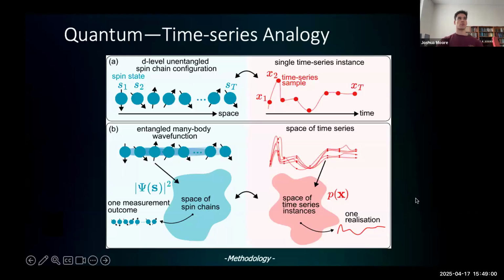This was taken from the preprint. This is a high-level summary of the analogy between time series analysis and quantum many-body physics. Once again, we have the spin chain. For our many different possible configurations, we can have an entangled many-body wave function, and we have the space of all possible spin chains. Likewise, we can think of having a single time series instance. We can also have the space of all possible time series being generated by some underlying process, and that defines some distribution. And so there's a correspondence here.